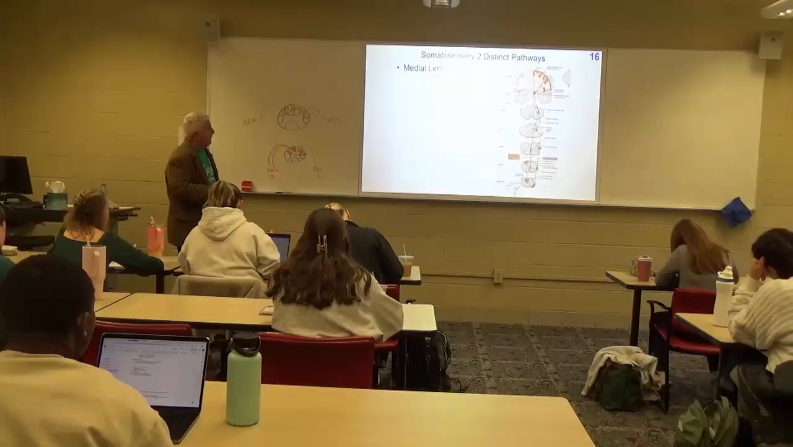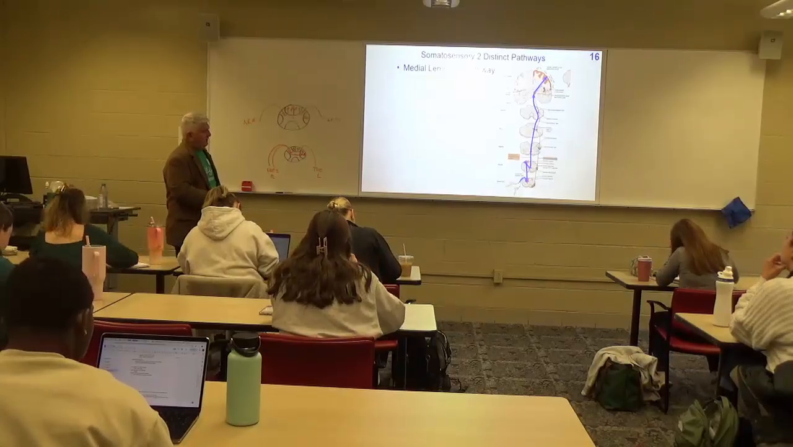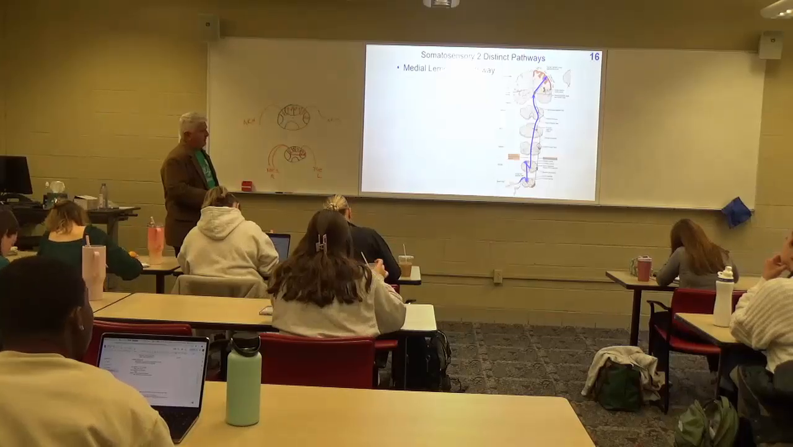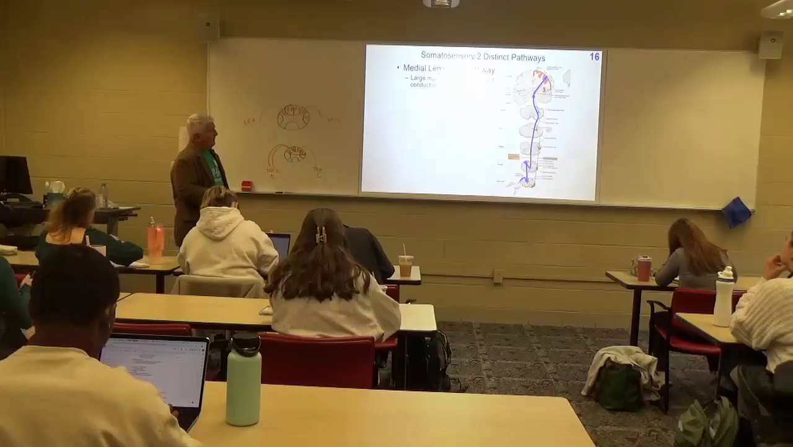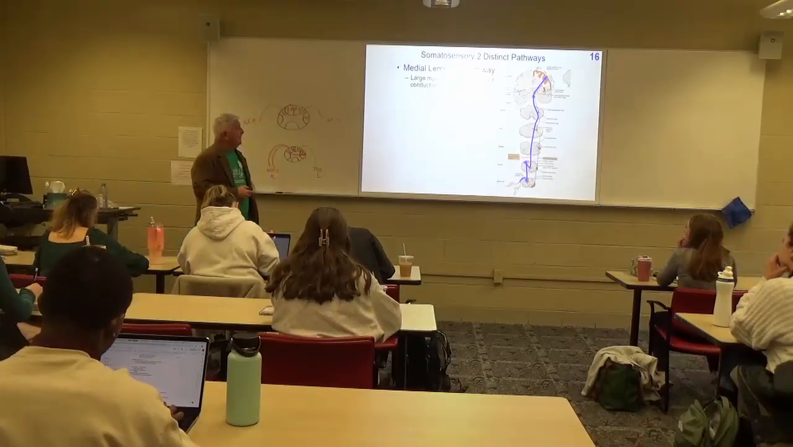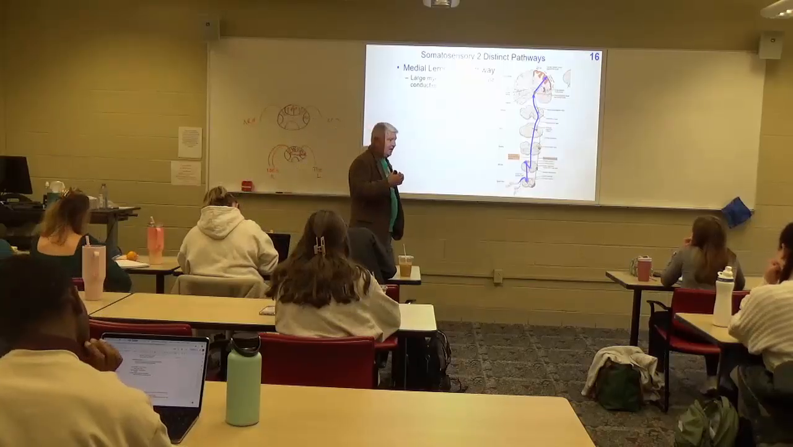All right, so the medial lemniscal again comes in, travels up the dorsal columns, crosses over at the medulla, goes up to the thalamus, then to the somatosensory cortex. These are large myelinated fibers. They're fast conducting.